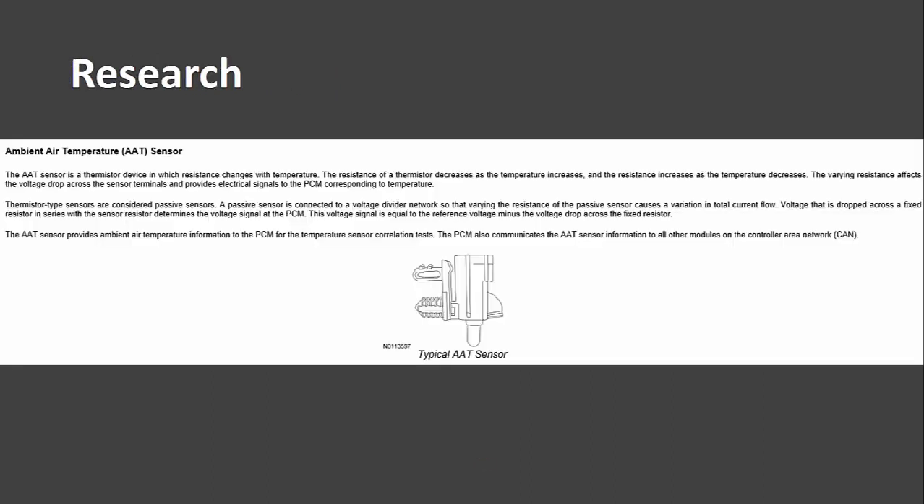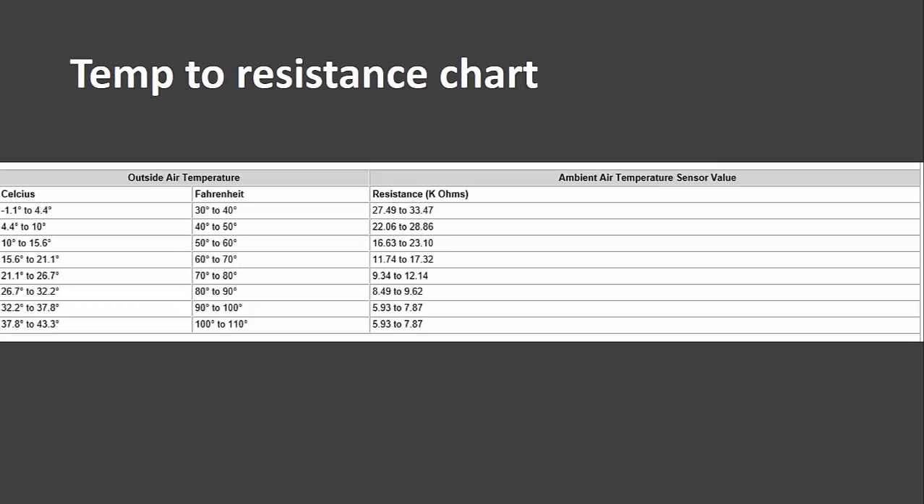Now we do a little research on this ambient air temp sensor, and it's really just a simple thermistor. It just changes resistance with temperature. The nice thing that we were able to find in the Ford service info was a temperature to resistance chart. So this here gives us the temperature and what you could expect a good sensor value to be for resistance. You'll see why I use that in a second here.